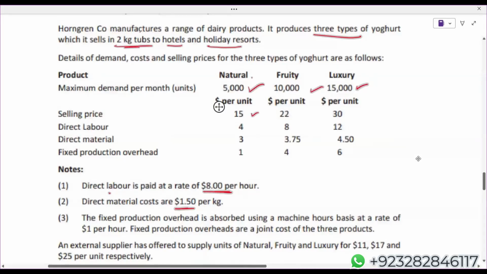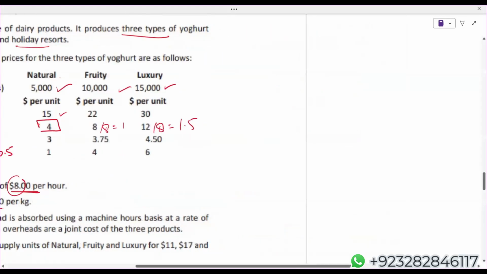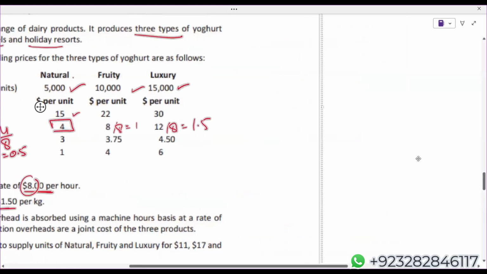Natural: the direct labor cost per unit of natural is $4, and the labor rate is $8 per hour, so 4 divided by 8 gives us 0.5 hour. One unit of natural takes 0.5 hours of labor. Fruity, 8 divided by 8 is 1, so 1 unit of fruity takes 1 hour of labor. Luxury, 12 divided by 8 gives 1.5, so 1 unit of luxury takes 1.5 hours of labor.